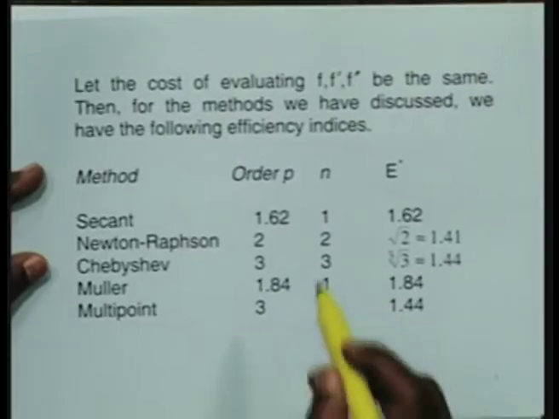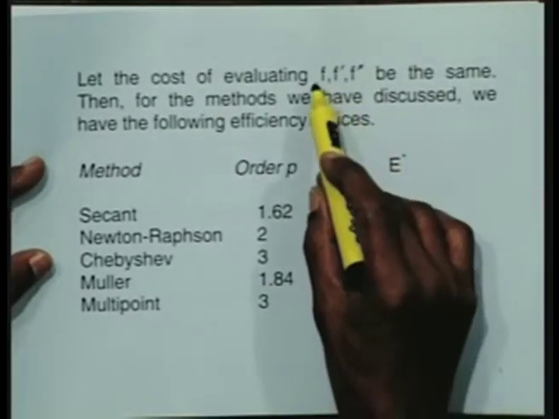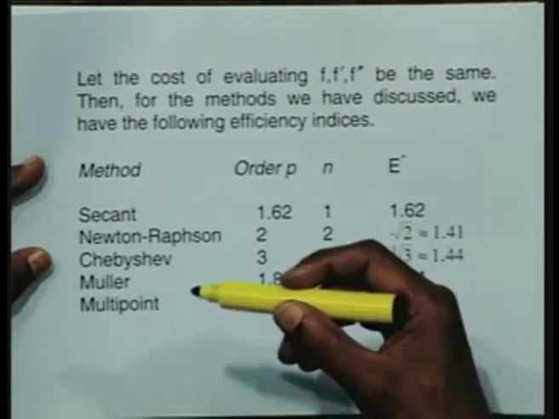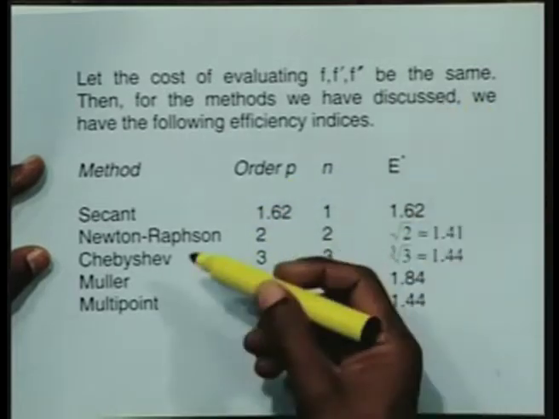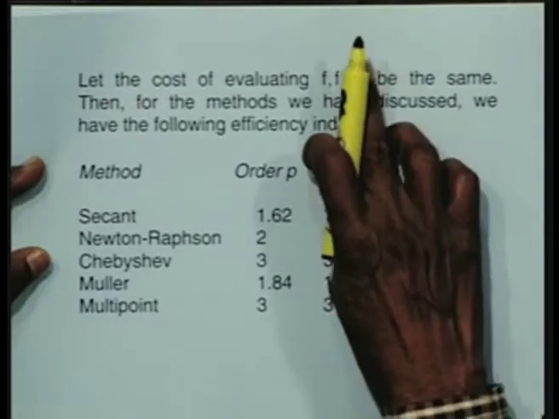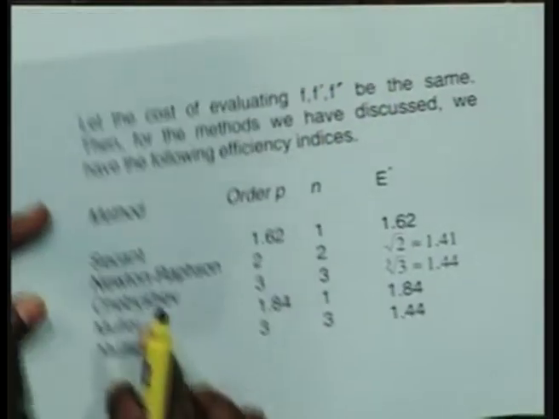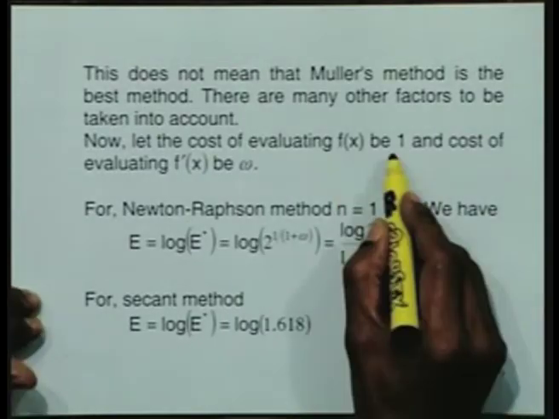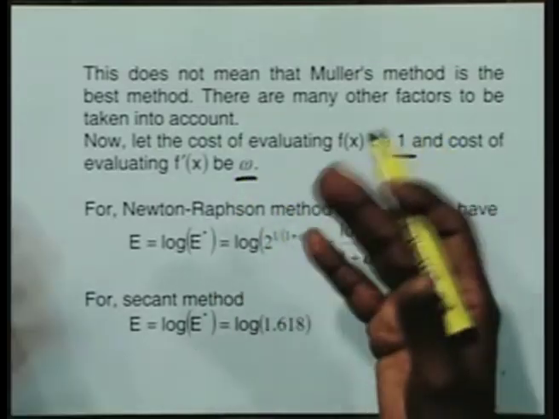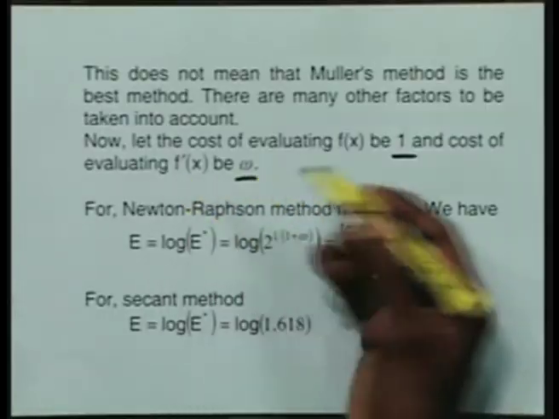Now, whatever we have discussed here can be looked at in a slightly different way. We have said the cost of evaluating f, f dash, f double dash are the same. Suppose the cost of evaluating the derivative is less, or the cost of the derivative is more, then what we are talking about will be different. So let us suppose the cost of evaluating f and f dash is different. Let us take the cost of evaluating f x as 1, and the cost of evaluating f dash x be some omega. We can normalize the evaluation of f x to 1, and then the evaluation of f dash x will be some omega.